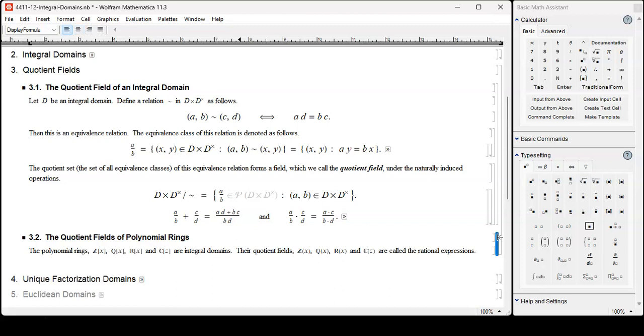A particularly important case for us is the quotient field of polynomial rings. What do you get? A polynomial over another polynomial, we end up with rational expressions. Z[x] with brackets, that's polynomials. Z(x) with parentheses, that's rational expressions. Q[x] with brackets, that's polynomials. Q(x) with parentheses, that's rational. So polynomial over polynomial is a fraction expression. And then R[x], again R(x) with parentheses. Those are just notations.